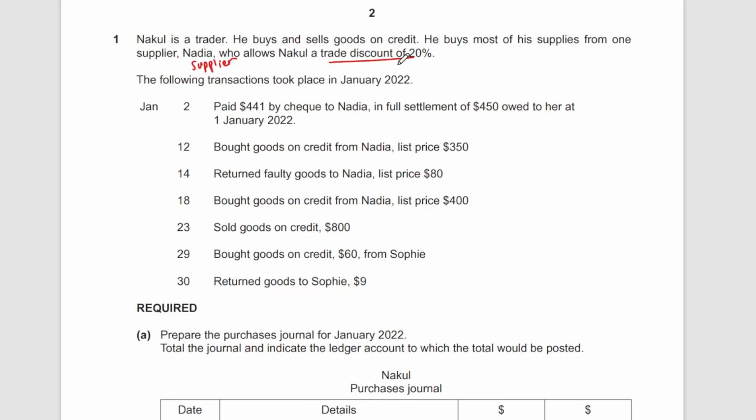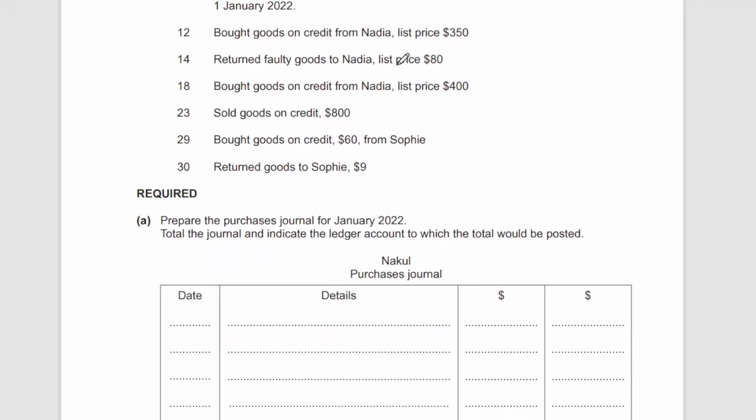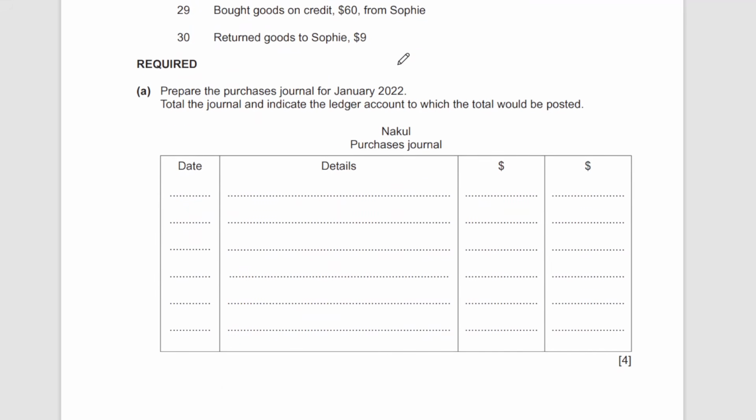The following transactions took place in January 2022. It's information for the month, so let's just jump to the requirement. Prepare the purchases journal for 2022. Total the journal and indicate the ledger account to which the total will be posted.